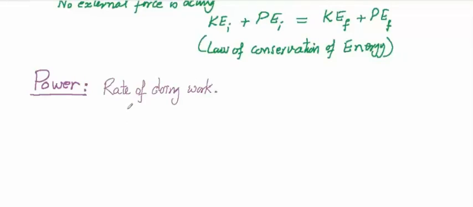Whenever we are finding the rate of something, it means that quantity divided by the time taken for that. So the power P, capital P is the notation for this, will be equal to work done divided by the time taken. So P is equal to W over T, where T is the time taken to do that particular work.